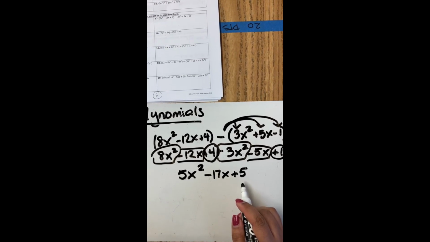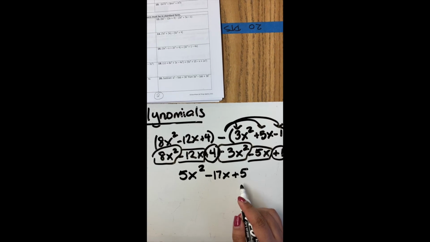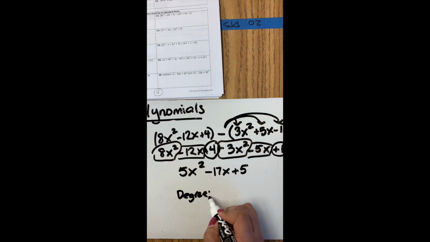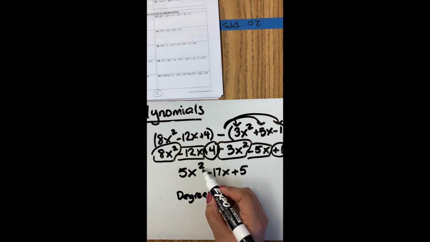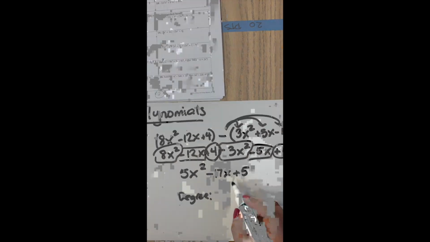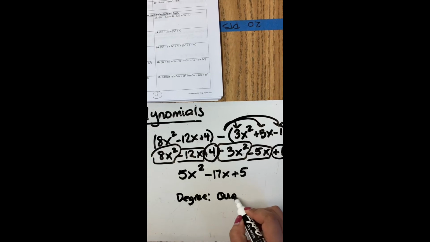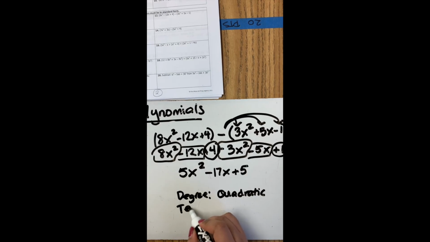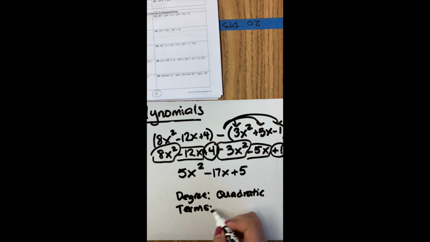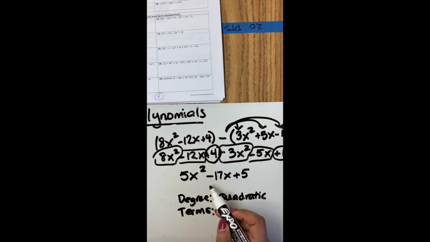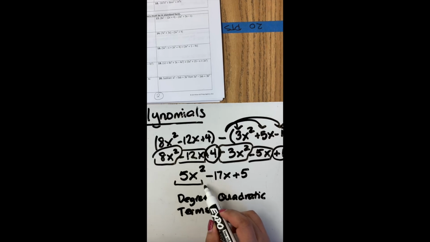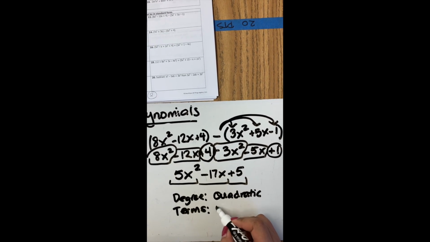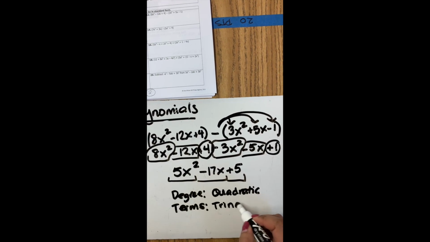And if you want to identify the degree and the number of terms, we can look at the highest exponent, which is a 2, and a 2 is called quadratic. And the number of terms, again, is separated by subtraction or addition. So this is 1, 2, 3. Three terms are called a trinomial.